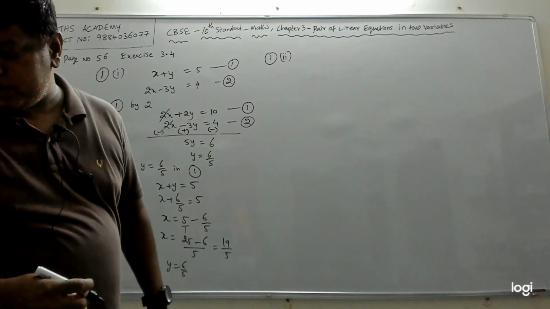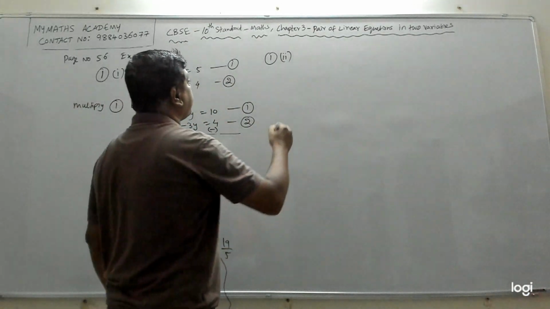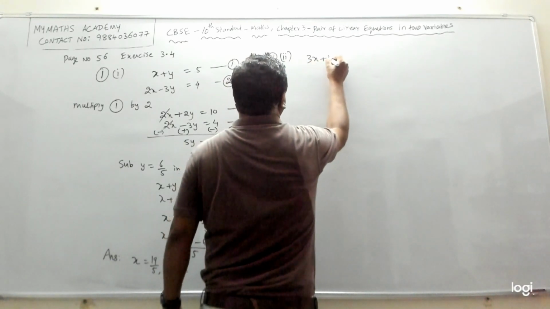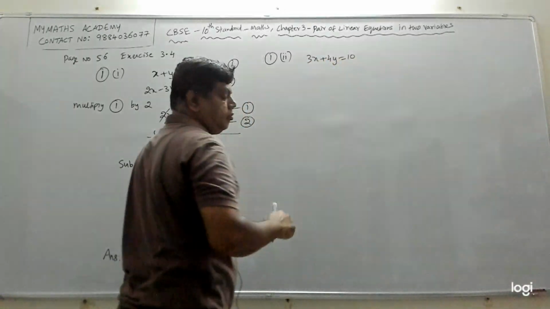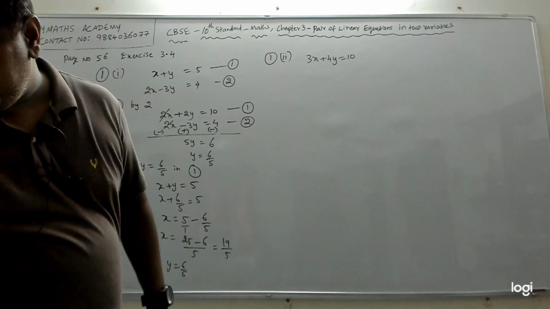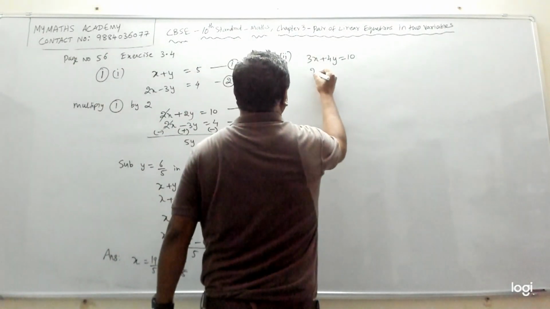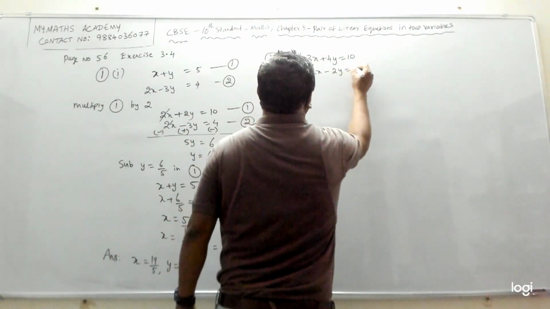Right? The question is 3x plus 4y equal to 10, and 2x minus 2y equal to 2.